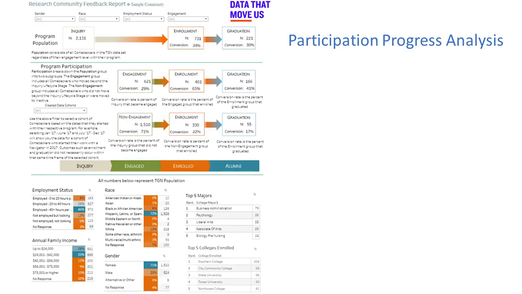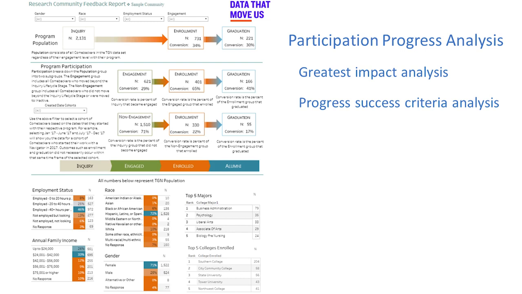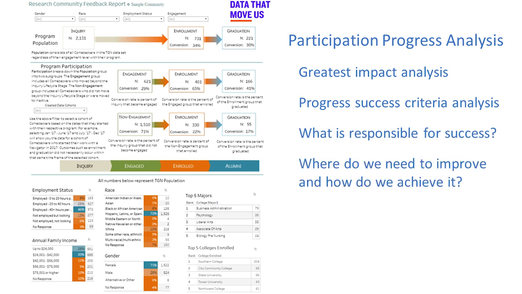Consideration of the numbers and conversion rate progress for each of these rows allows meaningful analysis for several questions you can ask. Where are we having the greatest impact in our participant progress? Do these numbers and conversion rates meet or exceed our criteria for success with our participants? If so, what is responsible for our success? If not, what can we do to facilitate progress in the areas needing more attention?